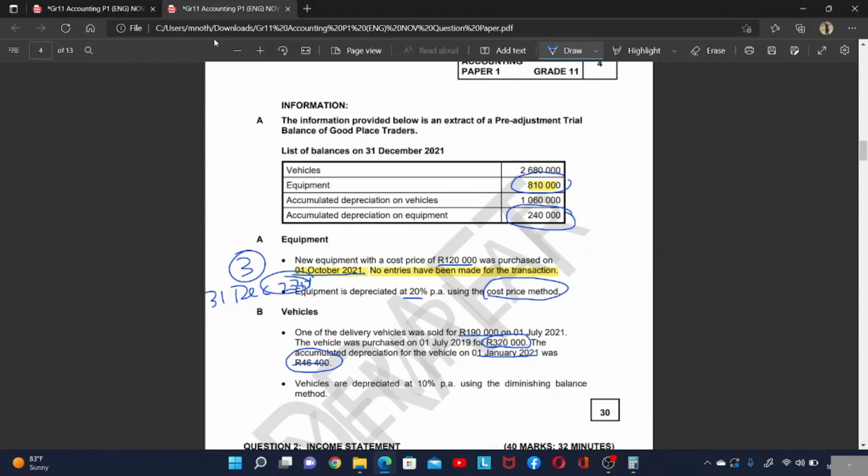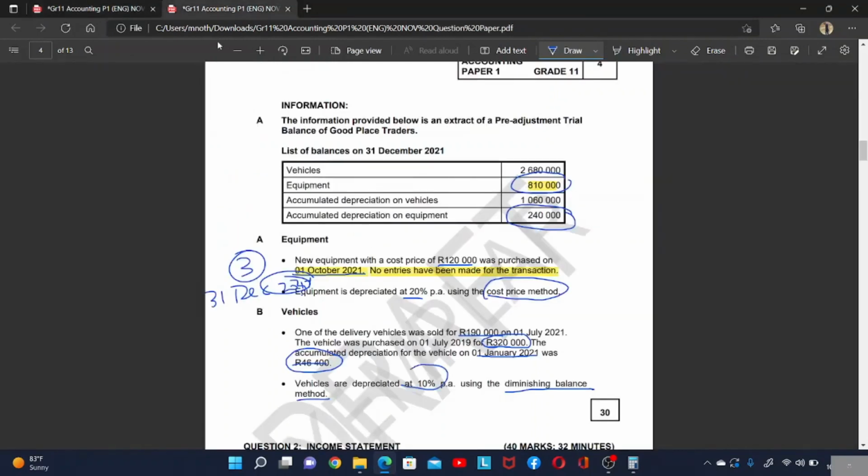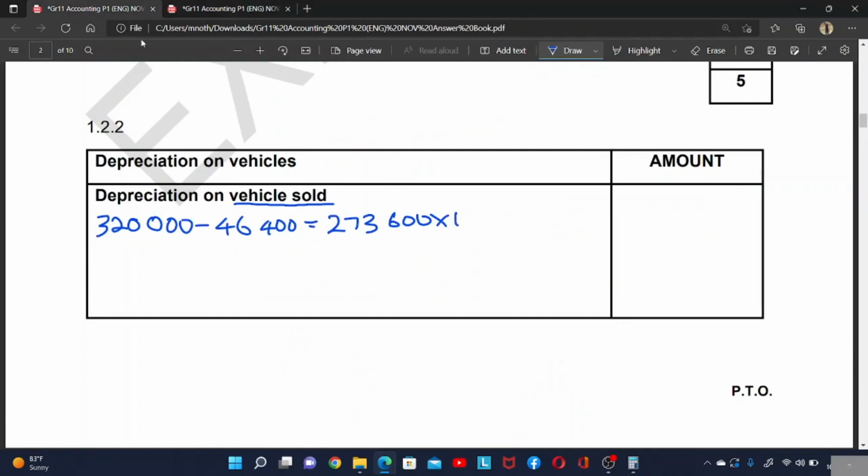Vehicles are depreciated at 10% per annum using the diminishing balance method, meaning that if we are calculating the depreciation, we must subtract the accumulated depreciation. So 320,000 minus 46,400, which is equal to 273,600, times the percentage, which is 10%.